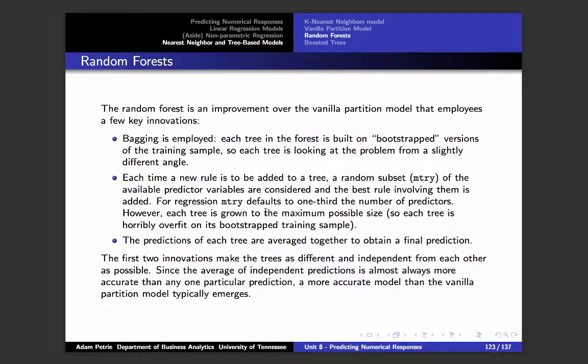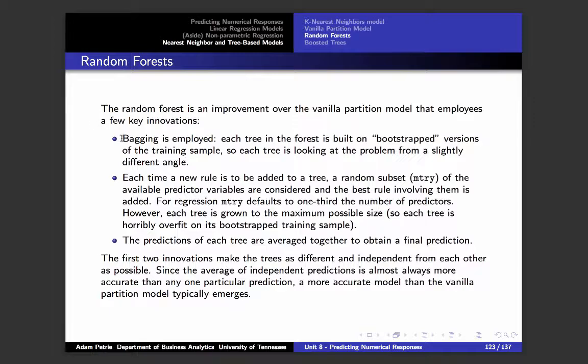But that's where random forest comes in. That's where the idea of bagging, basically coming up with a bunch of trees and averaging together their predictions, helps us to compensate for an individual tree not being all that strong of a predictor. So with random forest, exact same thing we were doing with classification, except now we're predicting a numerical response. So we're basically creating an ensemble of individual vanilla partition models with a twist.